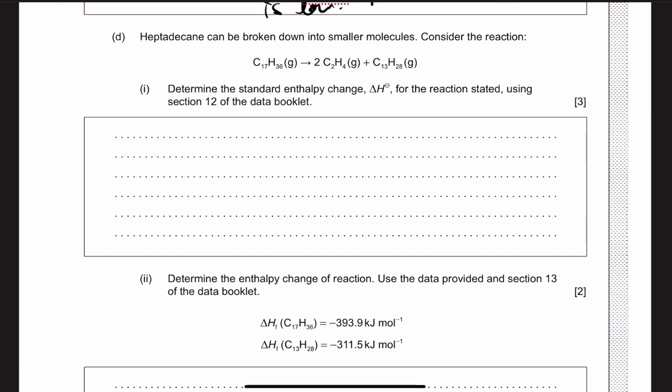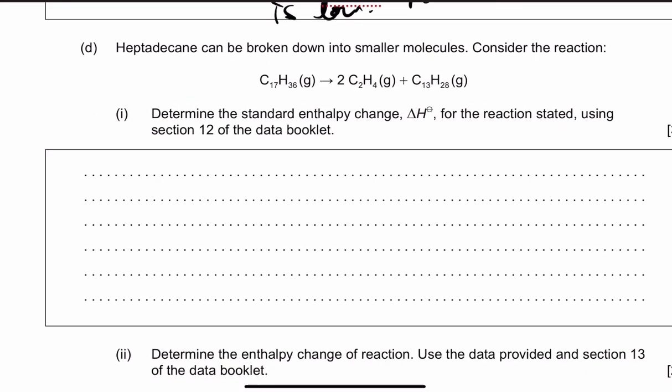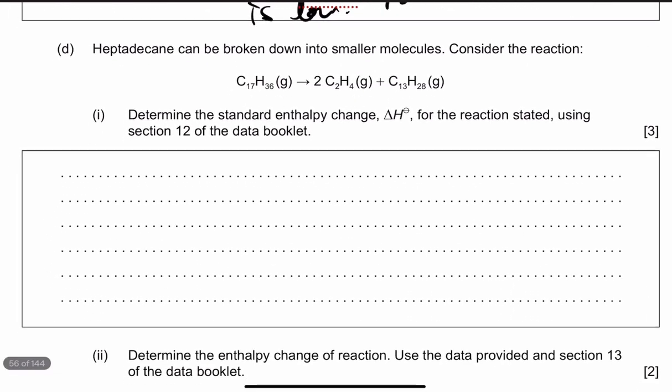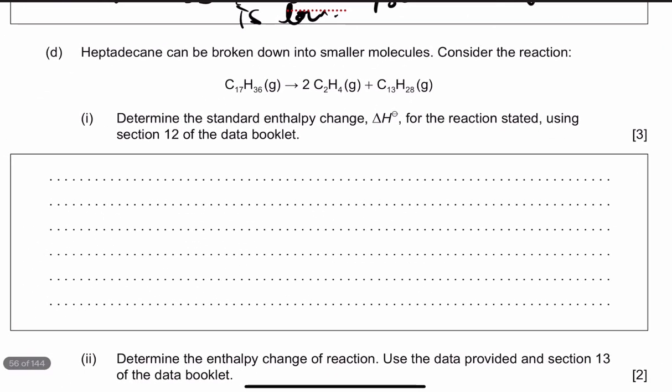Okay, heptadecane can be broken down into smaller molecules. Consider the reaction. Determine the sign and enthalpy change of the reaction using section 12 of the data booklet. Section 12 is the bond enthalpy section. Again, I don't have the data booklet with me right now. It just disappeared from my iPad, I don't know where it went. I did this bond enthalpy question in the standard level paper, so if you want to see it, I did it there.